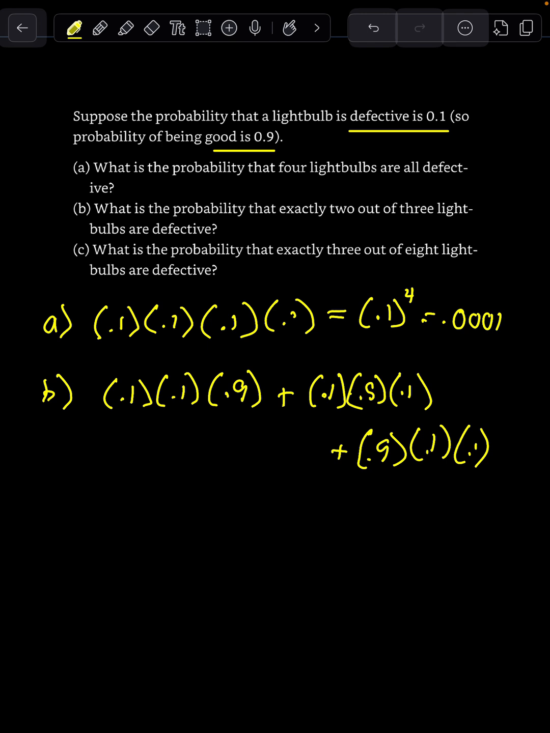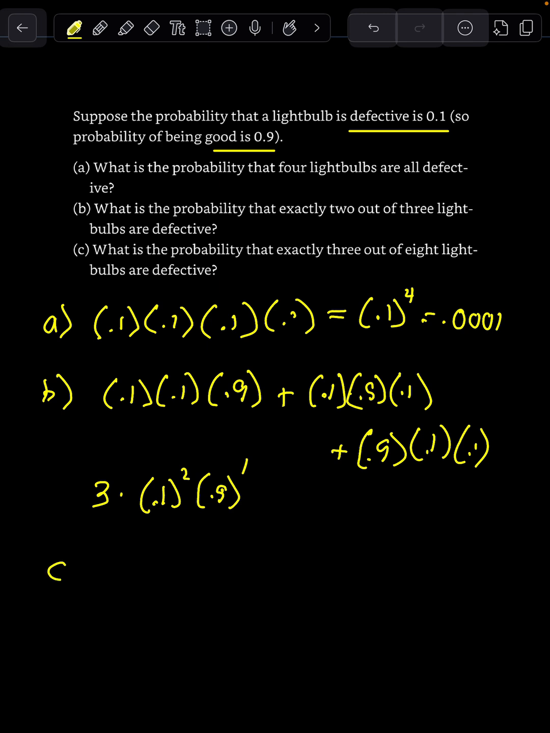And so, I think it would be nice to recognize that there were 3 ways to choose where that good light bulb turned out. So there really was this probability. There was the probability that any particular arrangement of those 3 light bulbs, I should say, 2 defective and 1 good light bulb, was this probability here. And there were 3 ways for that to happen.